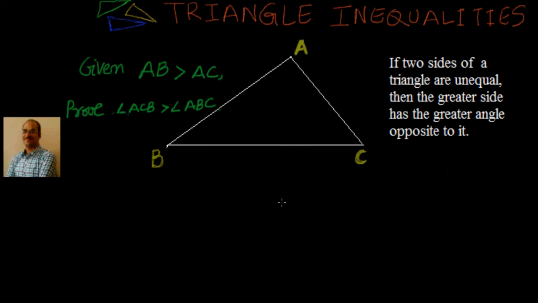Now suppose the three angles of a triangle are not equal, or the three sides of a triangle are not equal, then how are the angles related to each other? The theorem says that if two sides of a triangle are unequal, then the greater side has the greater angle opposite to it. First we will understand this by intuition, then we will do it by mathematical proof.